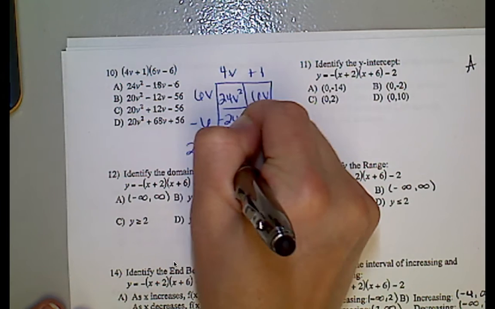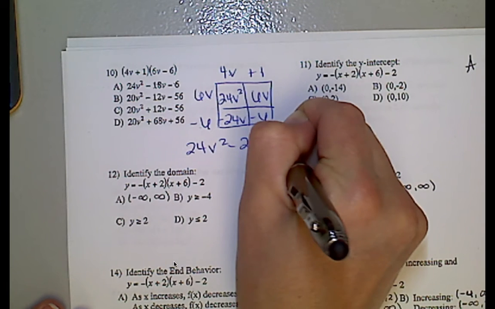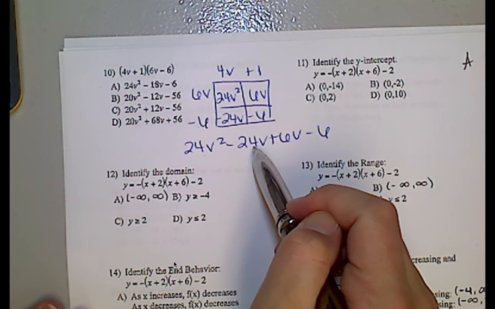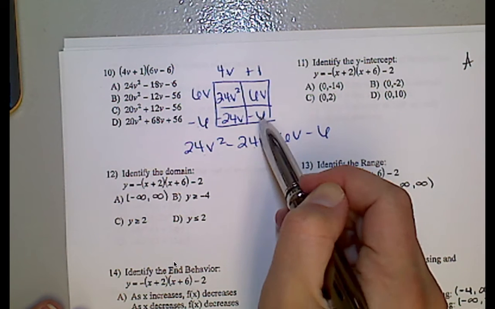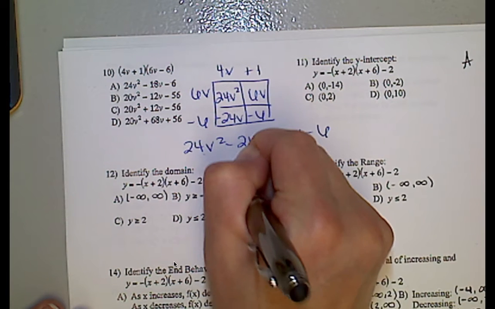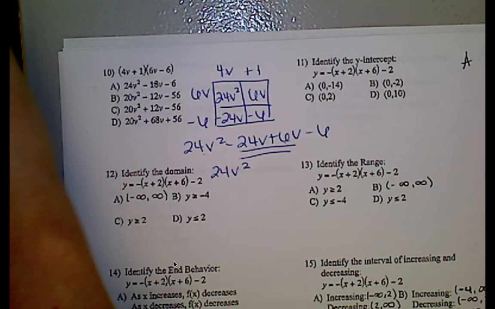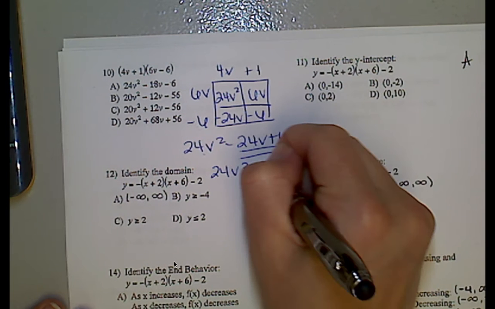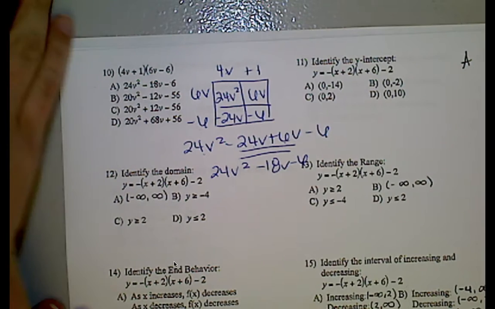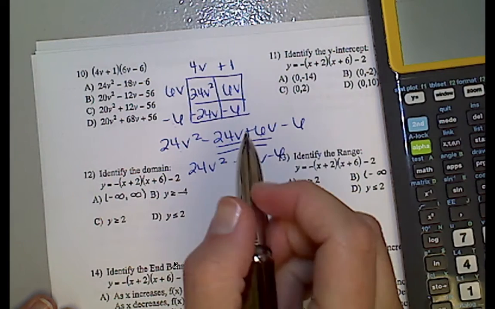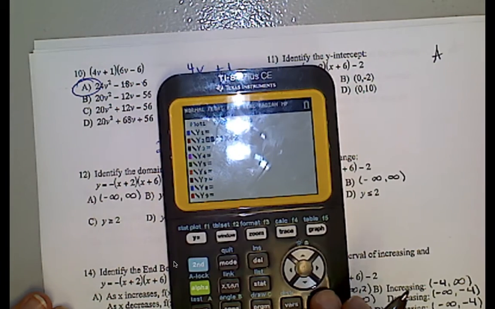So when I rewrite this here, I'm going to rewrite each piece together. 24v squared is positive, negative 24v is negative, 6v is positive, so it gets a plus sign, minus 6. These two right here are like terms, which combine to give you negative 24 plus 6, which is negative 18v. And I literally just typed that in my calculator to get negative 18. So your answer should be answer choice A. And if you're in doubt, as always, type it in and blood squirt it.